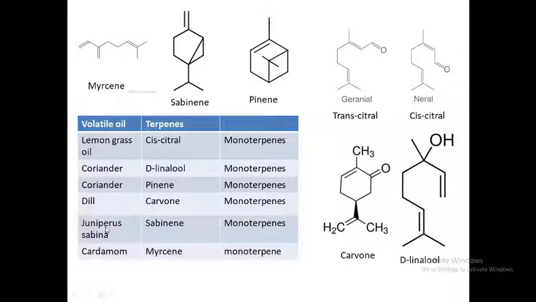Then Juniperus sabina oil basically consists of sabinene. So this sabinene is a bicyclic monoterpene. You can see here 2 different cycles, so it is a bicyclic monoterpene. Then cardamom basically consists of myrcene, and this myrcene is a monoterpene, which is an acyclic one.